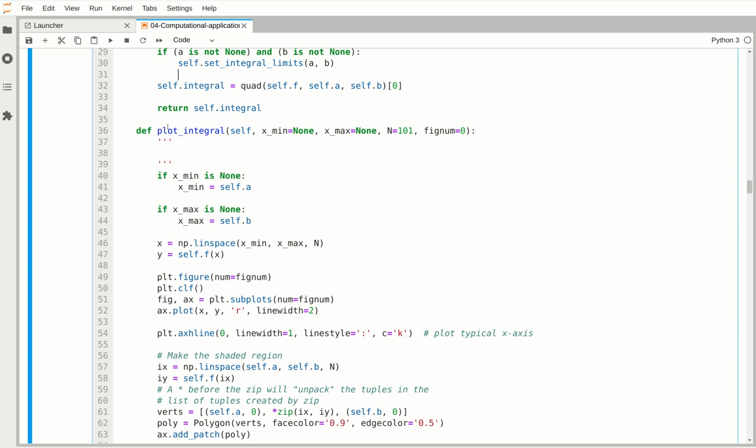What I've done below with this next method is plot the integration. So for that function that you use to instantiate this class, you can explore the integral and create plots that describe visually what's going on with the integration. You should set x min and x max values for the plotting. If you don't, we'll just use the a and b values that are given. You can also change the number of points that you're plotting, like I suggested you do in the plot function. And again, you can control the fig num.